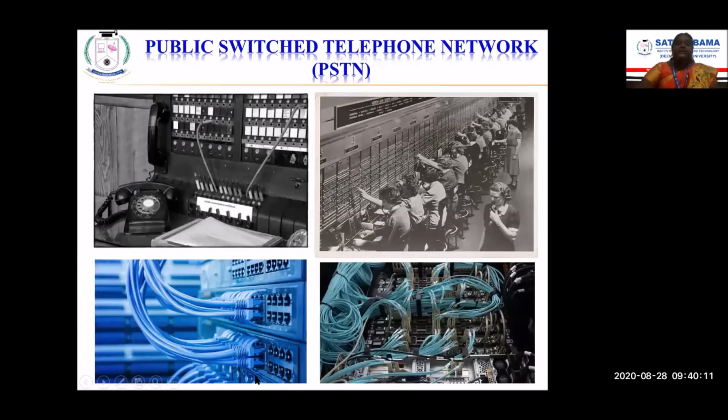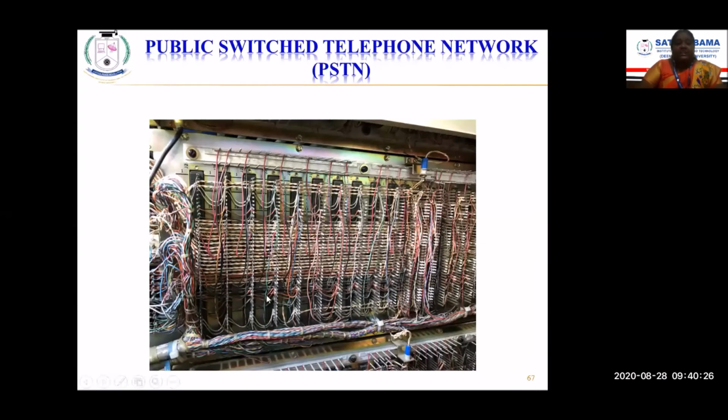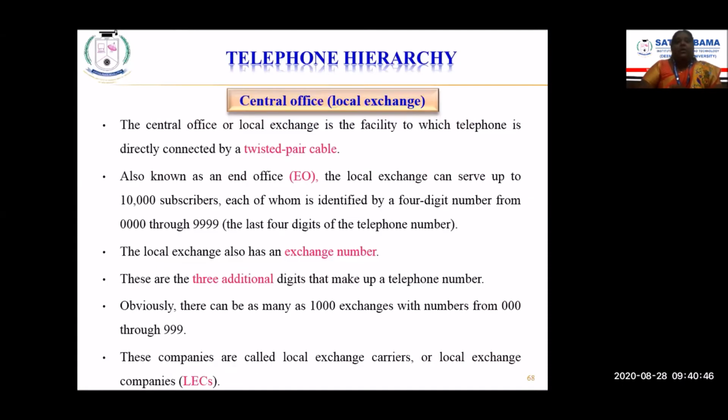We can see this in the bottom two photos. This is called automatic switching, where the dedicated lines are connected and terminated at the central office. Now, this is one detailed picture of how the wires are connected from one terminal to another. All the users are terminated at this point, which means the central office to which we are connected or subscribed. That is, we get registered to that particular central office.